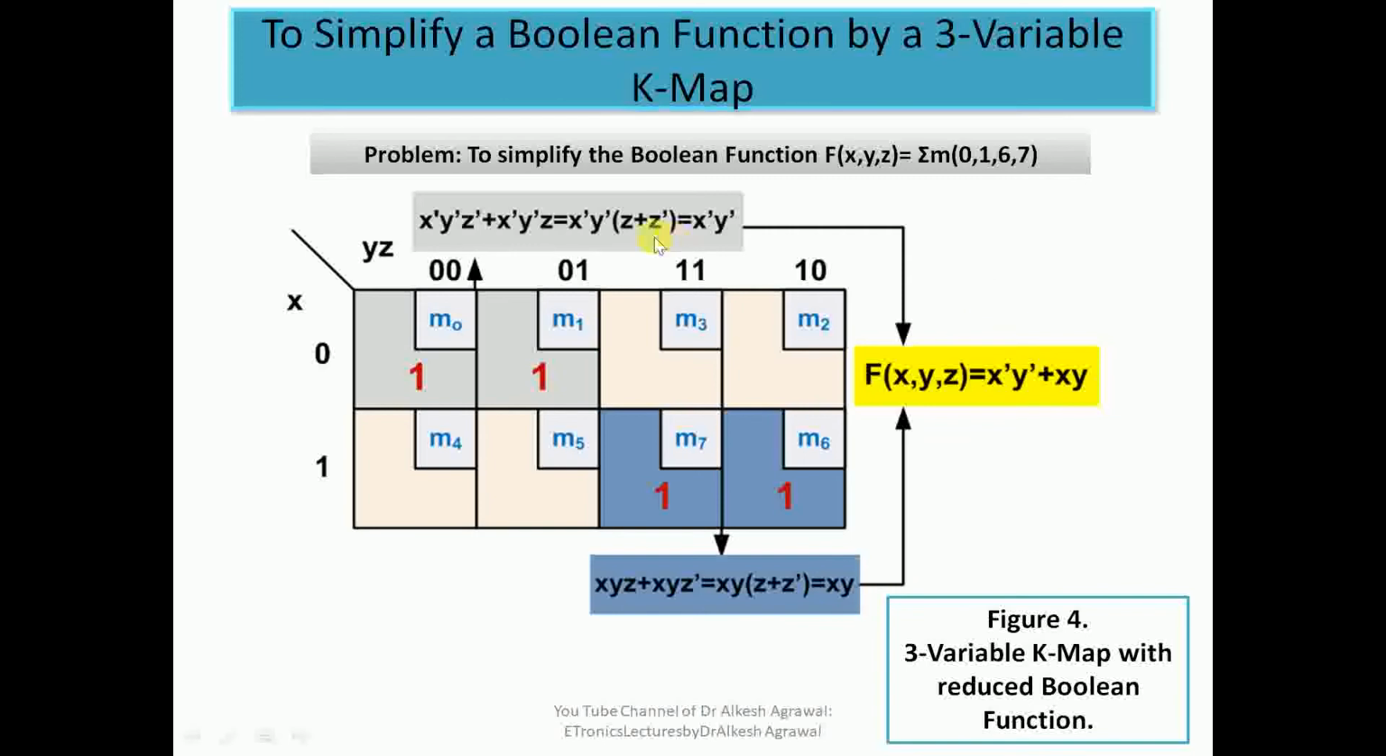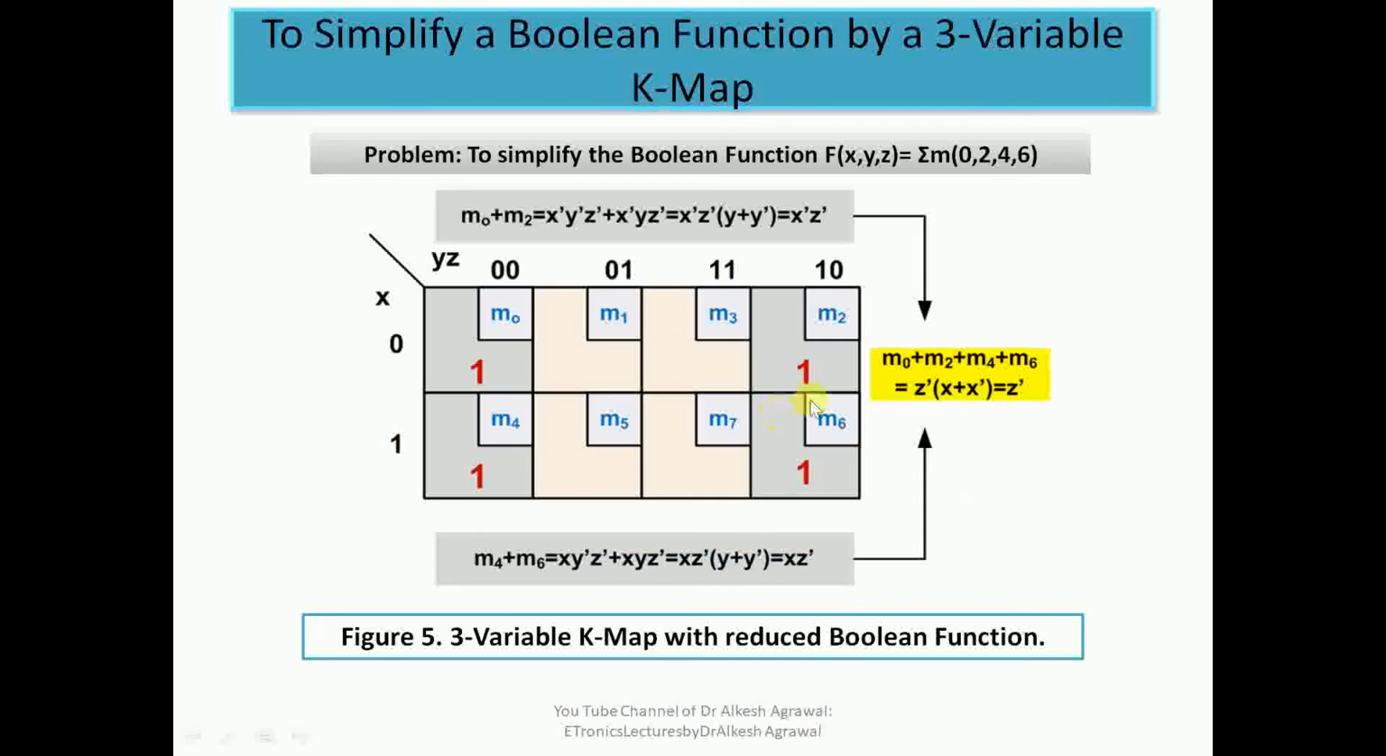Now we'll combine these two terms as the reduced form because they cannot be reduced further. We have nothing in common, so we have the reduced form as X bar, Y bar or X, Y. So this is how we can very easily get the reduced form by plotting the K-map, making the groups and writing the minterms in reduced form. So this is the process of how we minimize a Boolean function with the help of K-map.